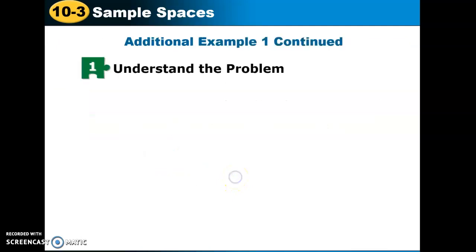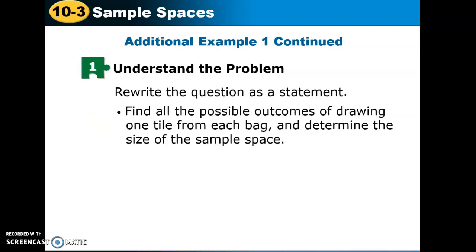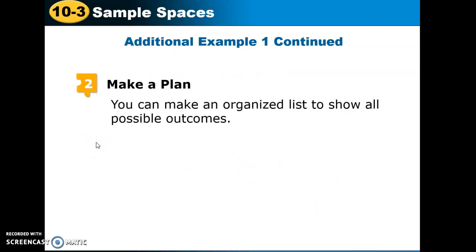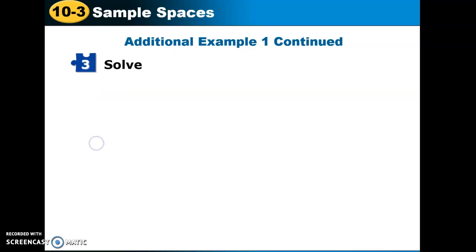Okay, to understand the problem, you're basically trying to figure out the important stuff. Again, I don't want you to write all this down, but the important stuff is there are 2 bags. One bag has red, blue, and green tiles, and the other bag has red and blue. If you're writing down the keywords from a word problem, you already have the important stuff down. This is just breaking it down for you. What we can do is make a list to show all the different outcomes.